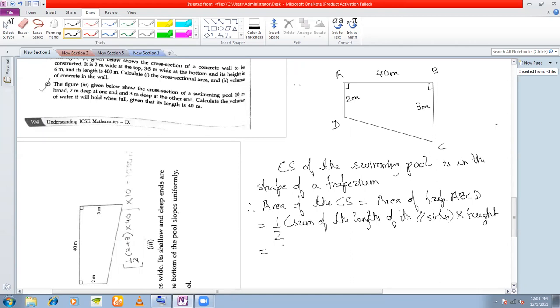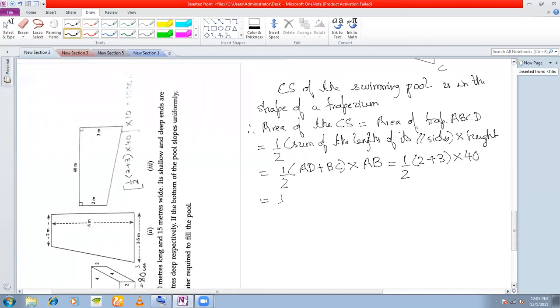Now, if you see in the cross section, what are the parallel sides? AD is the one parallel side, BC is the other parallel side, right? And what is the height? Height is AB, right? Now put the values here. Length of AD is 2, length of BC is 3, and length of AB is 40, which is equal to half into 5 into 40. Now you can cancel this here to get 100 meter square. This is the area of the cross section.